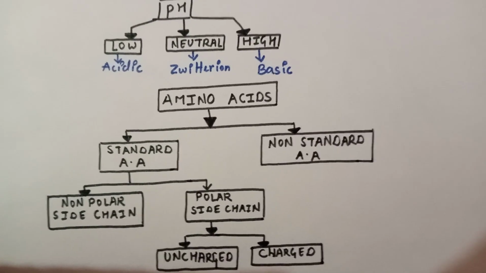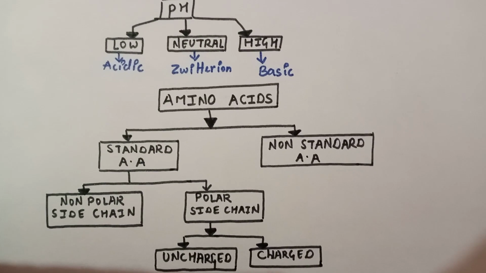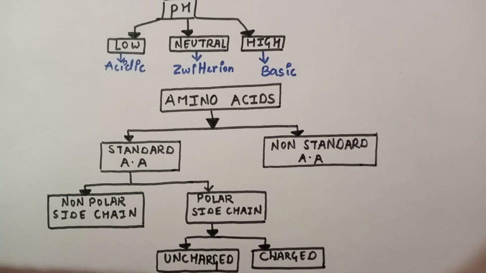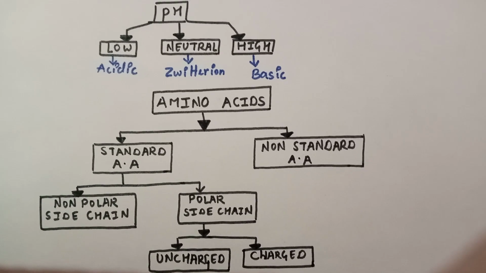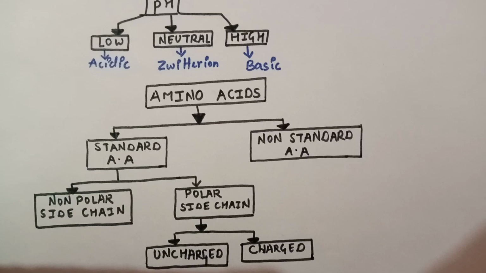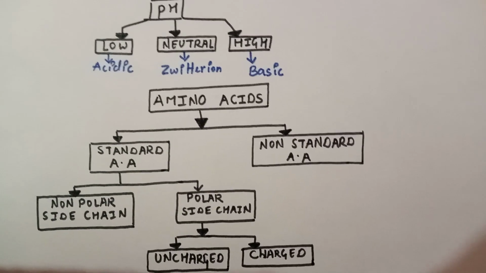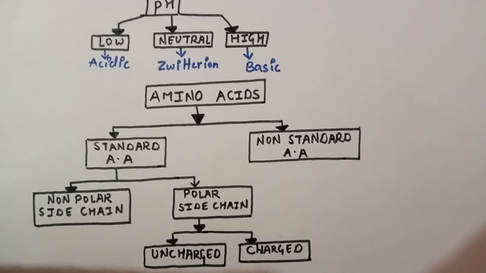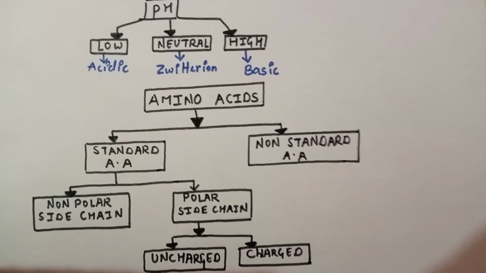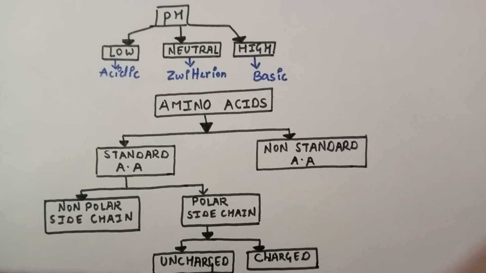The standard amino acids are further divided into non-polar side chain amino acids, meaning those amino acids which have a non-polar side chain, while polar side chain amino acids have a polar side chain at the place of R, and that polar side chain will be further divided on the basis of uncharged and charged. We will discuss this in the next video.